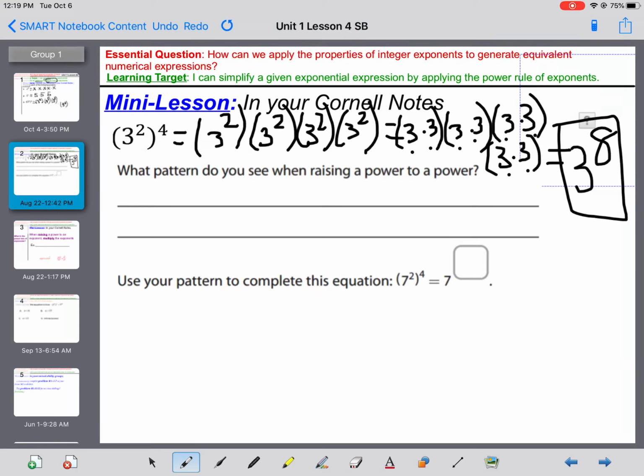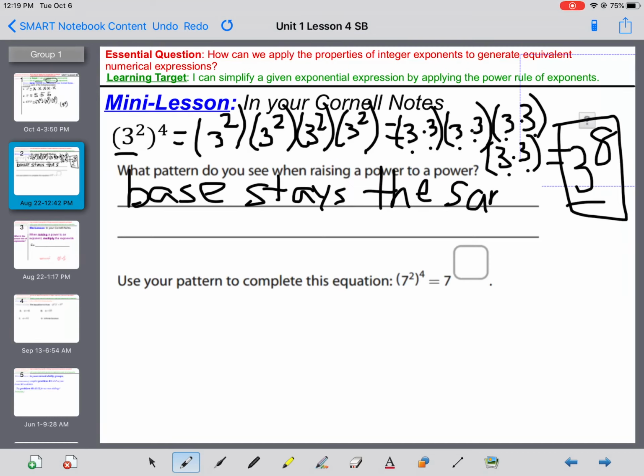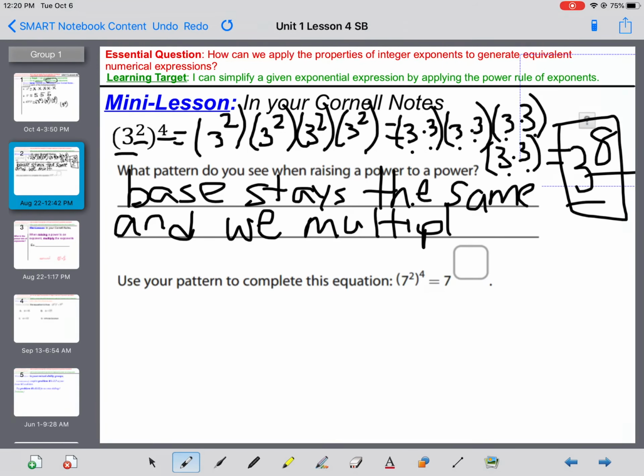is our final answer. All right, so just like we did for the product and the quotient rule, we're going to have to try and come up with the pattern ourselves. We notice that the base stays the same. And we do what with the exponents? What could we do with 2 and 4 to get 8? We're going to multiply them. We multiply the exponents.